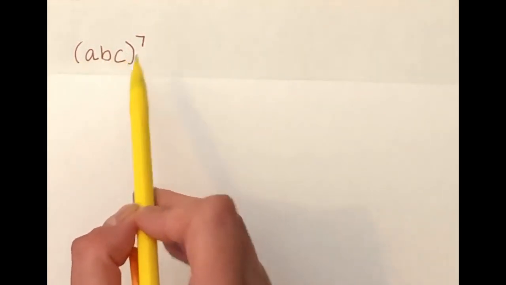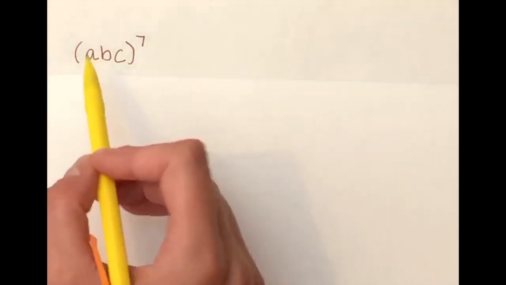Today we're going to take a look at some more fancy property of exponent problems. And really, when we get to the more complicated type problems, all it comes down to is being able to identify what your base is. When I look at a problem like this, (abc) to the 7th power, notice that I have parentheses around the entire thing. My entire base is abc.